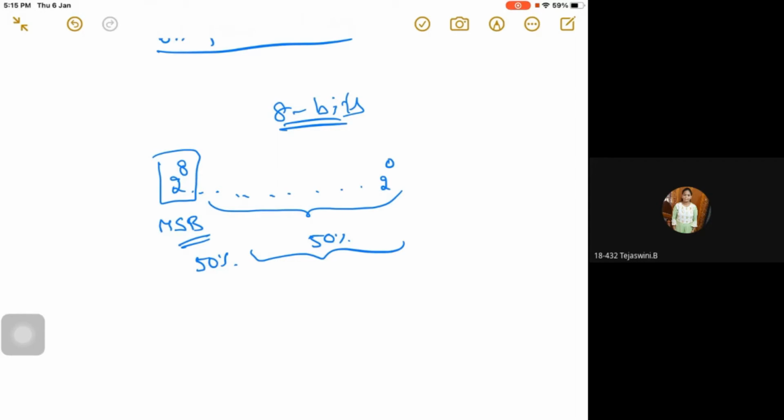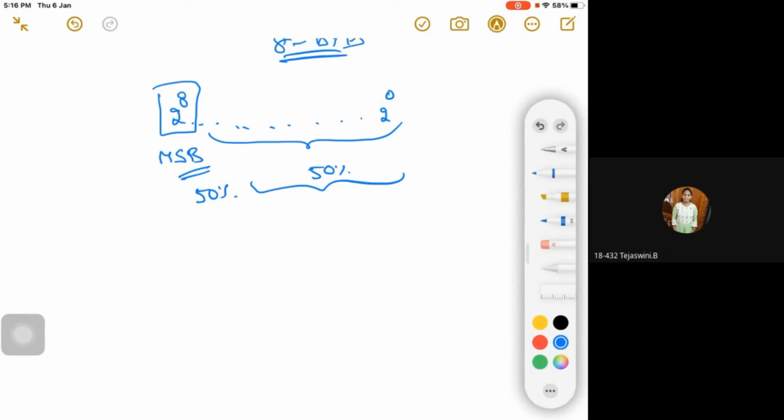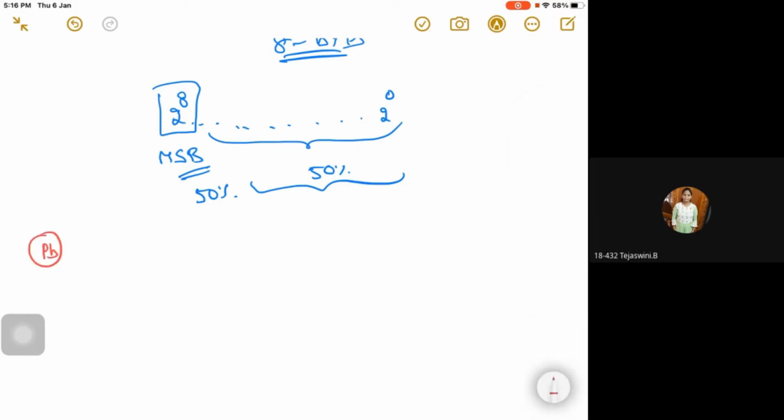Now we are going to solve a problem in this bit plane slicing. I am writing the problem. Please take the problem down along with me. There are two ways of asking problems on bit plane slicing. The problem is like this: find the bit planes of a given 3 by 3 image.